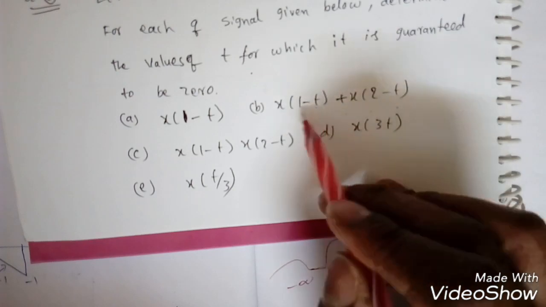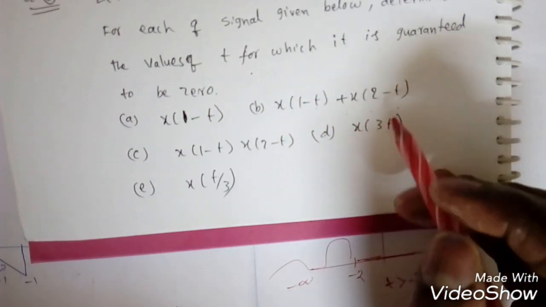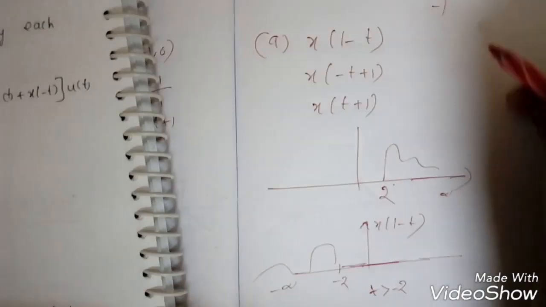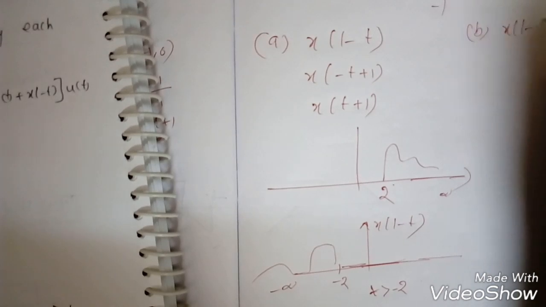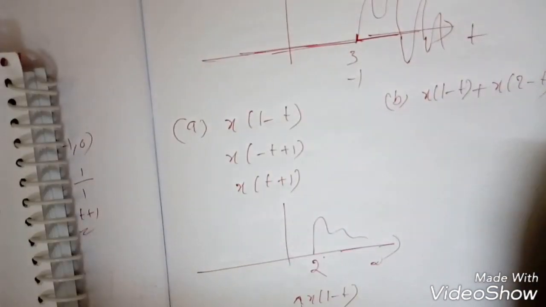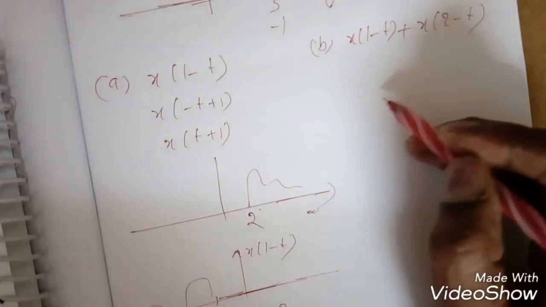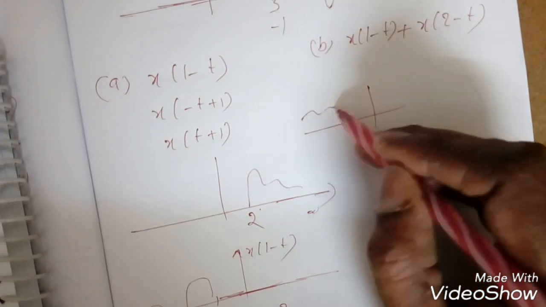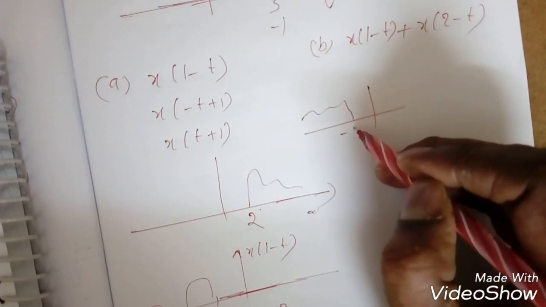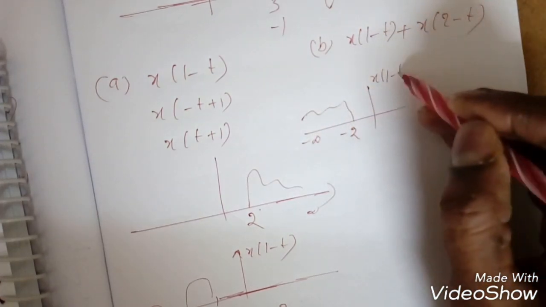Similarly, the next one is x of 1 minus t plus x of 2 minus t. How can we find where it is guaranteed to be 0? You can do that easily, right? So this is part b: x of 1 minus t plus x of 2 minus t. Already we found x of 1 minus t, that is like this. From minus 2 to minus infinity there is the signal x of 1 minus t.